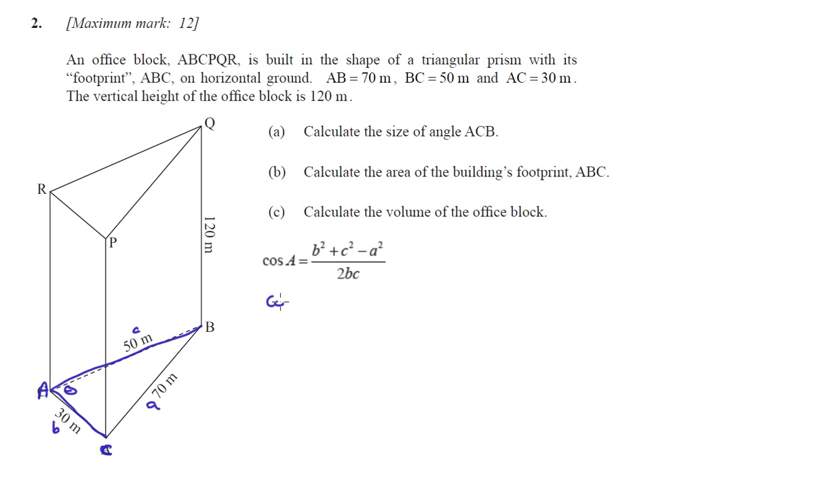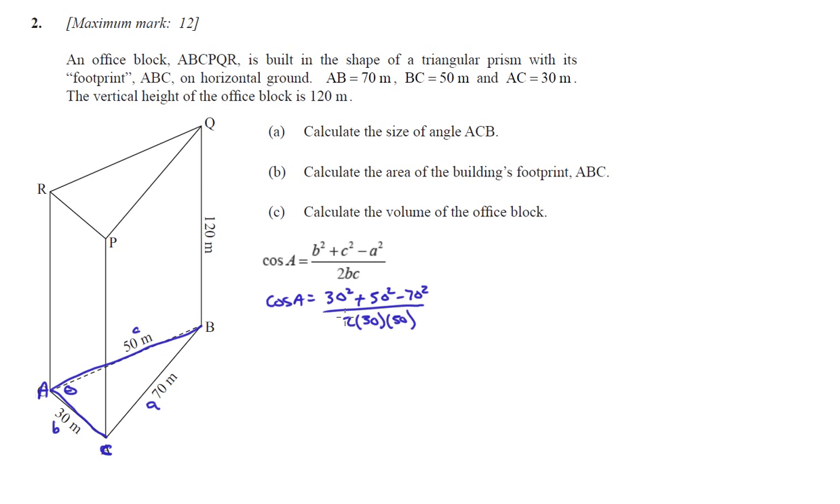Okay, so then we'd say cosine A is going to equal B squared, which is 30, plus C squared, which is 50, minus the A, which is 70. These are all squared. And we're going to divide it by 2 times B, which is 30, and C, which is 50.